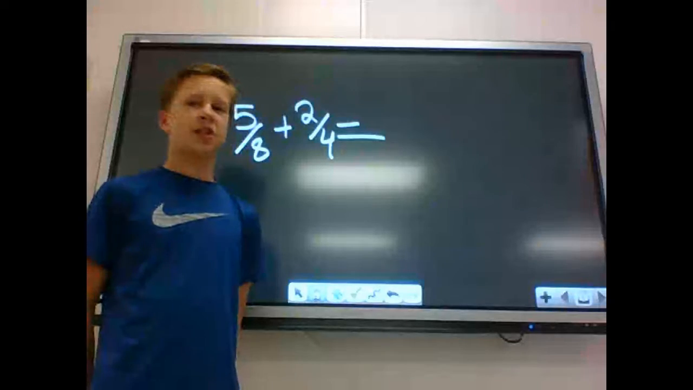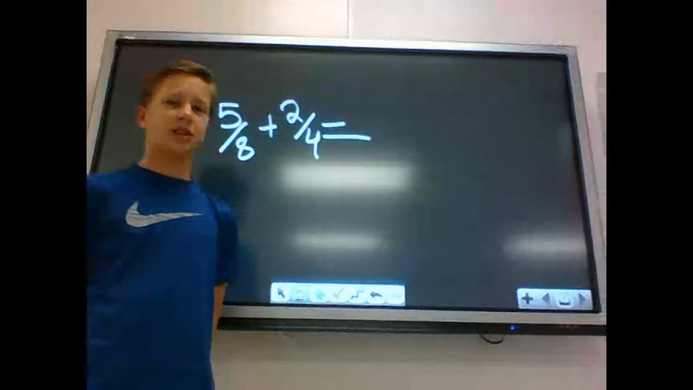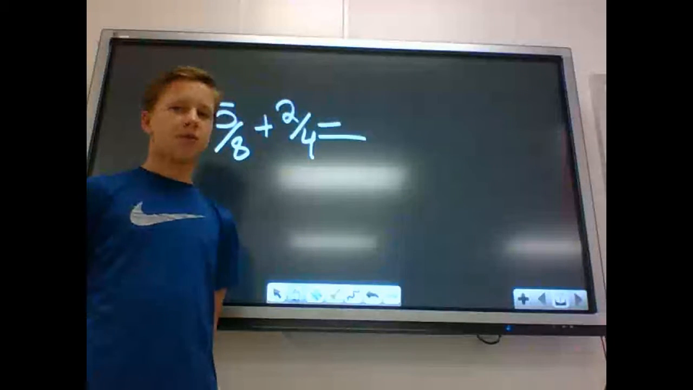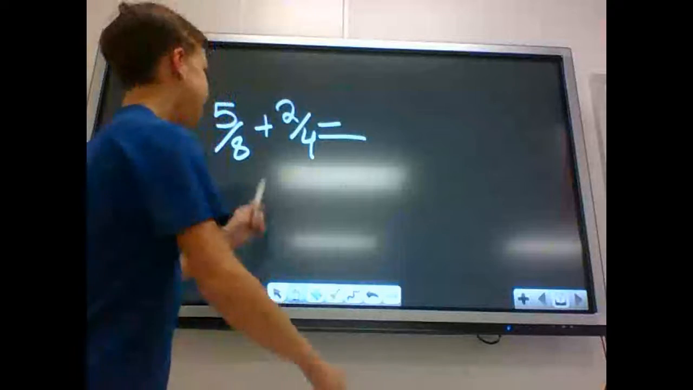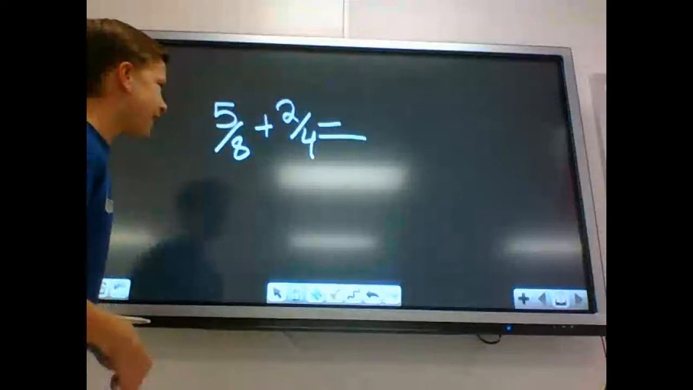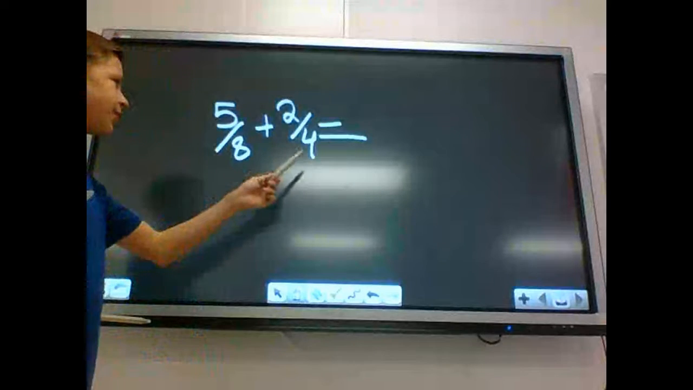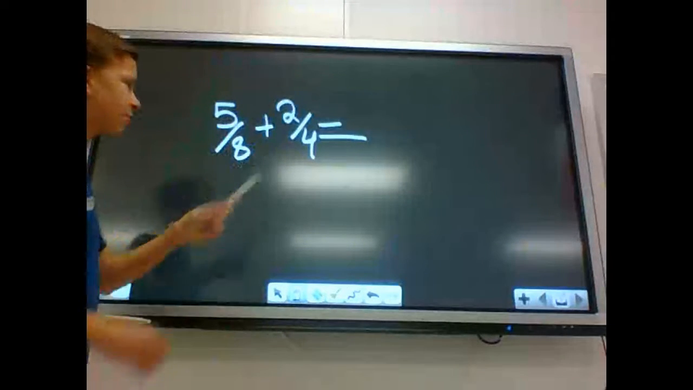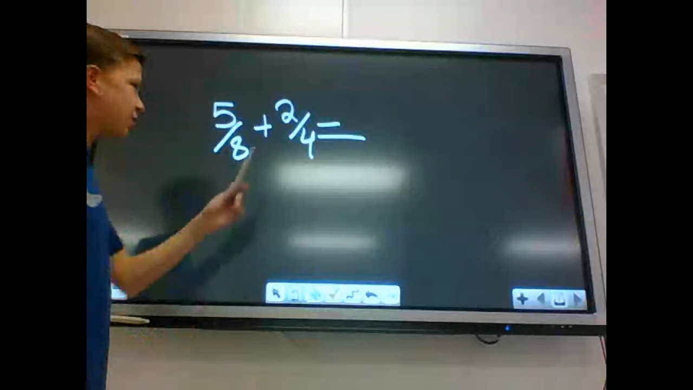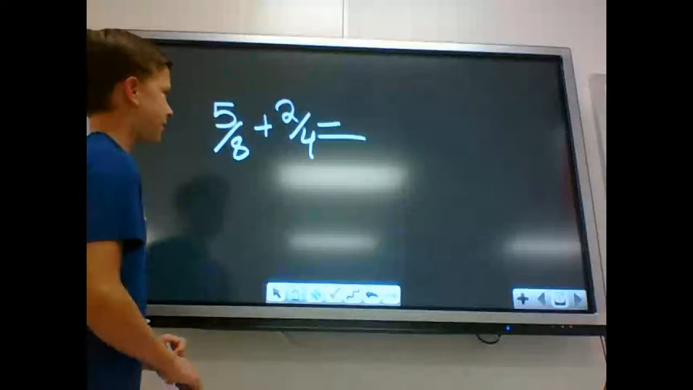Today we are going to teach you how to add and multiply fractions. Let's start with addition. First, you make the numbers equivalent if they aren't already. To make these equivalent, you have to make the denominator the same. 8 can't become a fourth because 5 can't be divided by 2. But 4 can become an 8 because 2 and 4 can be multiplied by 2.